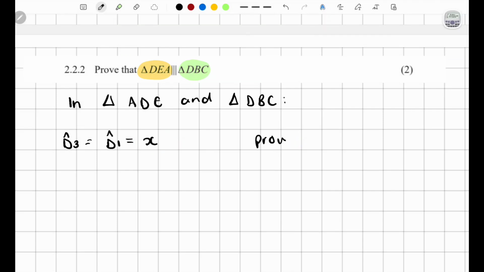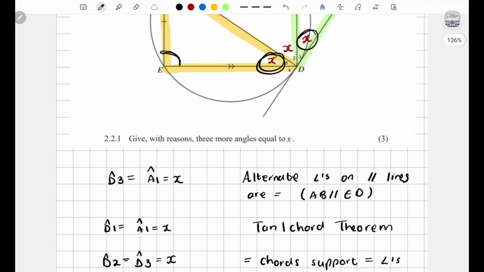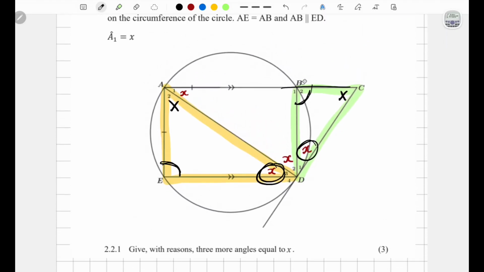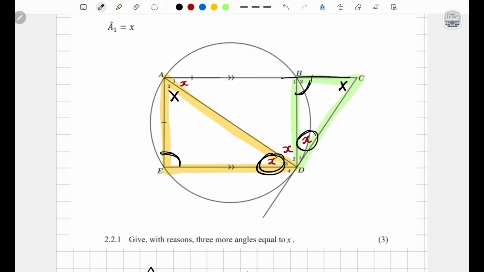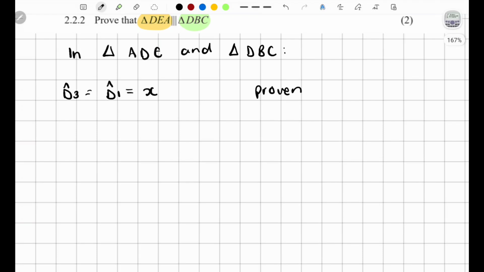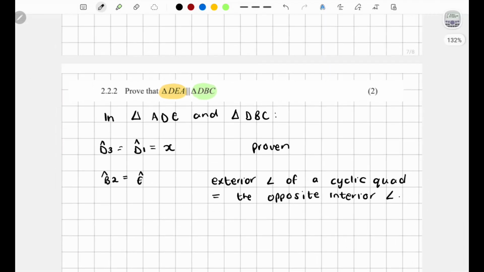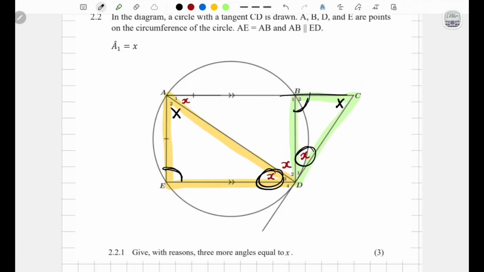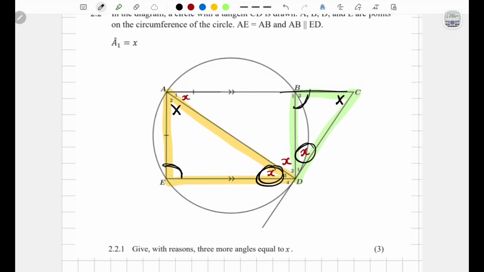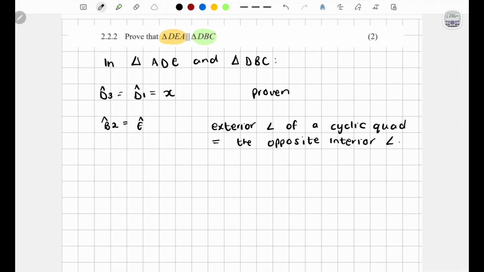And this has been proven. Next, we have that exterior angle. So that is angle B2 is equal to angle E because of the exterior angle of a cyclic quad. And lastly, that would make the two third angles in the triangle equal. So angle A2 by default is equal to angle C. So we can just put that down as well.